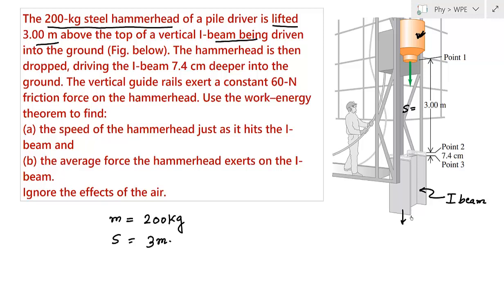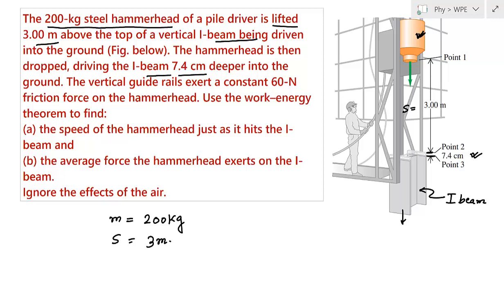So the hammerhead is then dropped, driving the I-beam 7.4 centimeter deeper into the ground. So this is the initial position of the I-beam, and then when the hammer falls on this I-beam, this goes inside the ground by a height of 7.4 centimeter. So point 2 is the initial situation and point 3 is the final situation when the hammerhead has fallen.